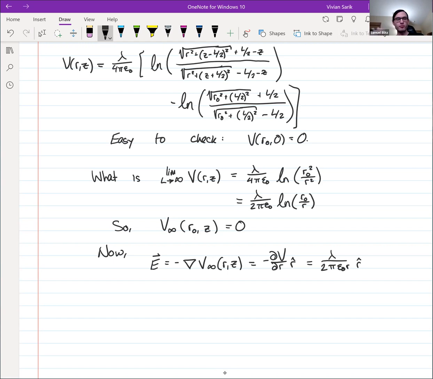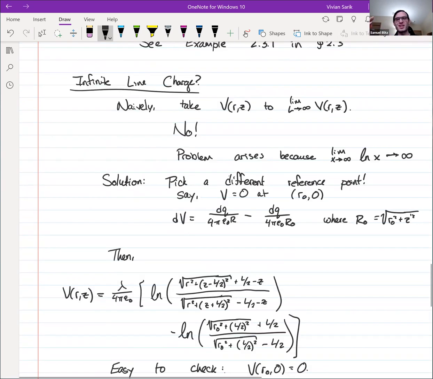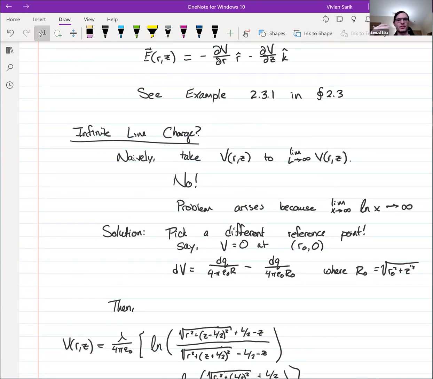So this particular phenomenon where you have to choose a different 0 point doesn't happen often, and it typically happens because there's a logarithm involved. If we were doing this for a sphere of charge or something like that, you wouldn't have to worry about that. But this is a tool that you guys should have in your toolbox: you can always choose a different 0 point to maybe make your answer work.